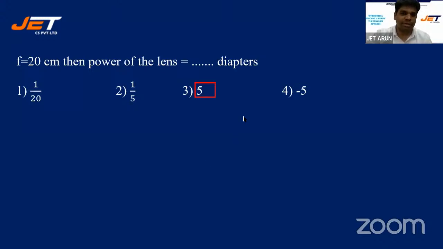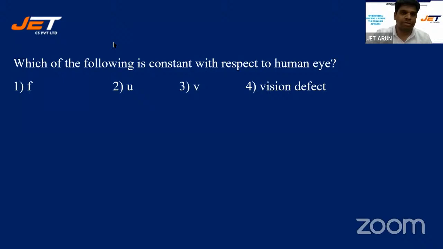Let's go ahead. Which of the following is constant with respect to human eye? F, U, V, vision defect. We talked about this in the very first slide, students. Sorry, second slide. Which of these is constant?